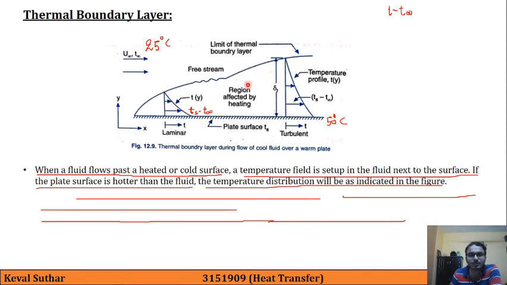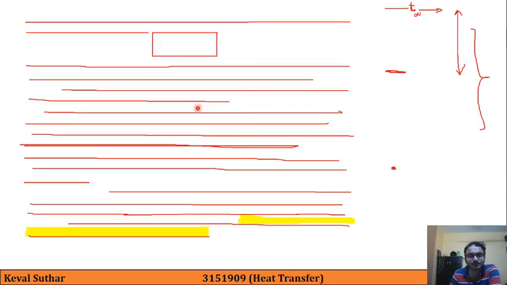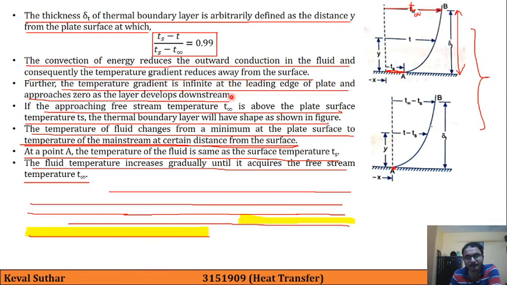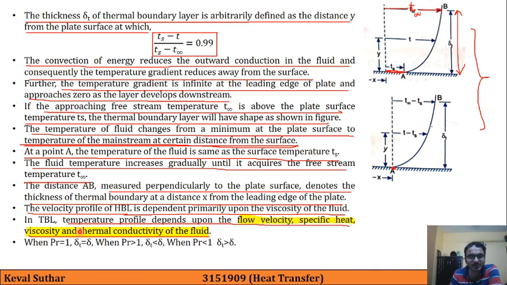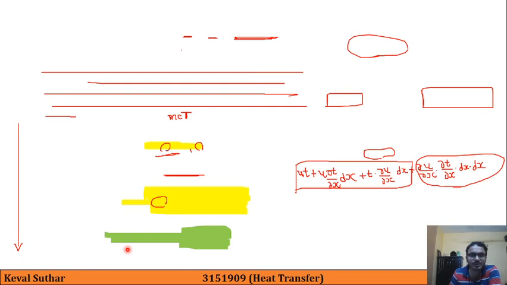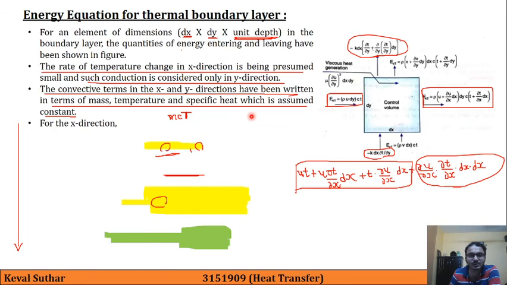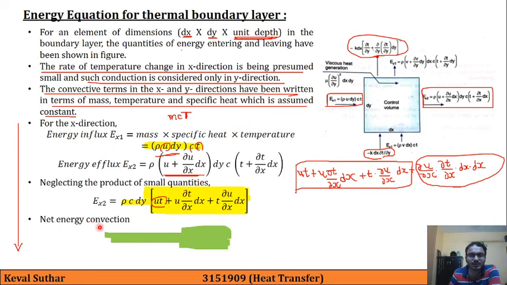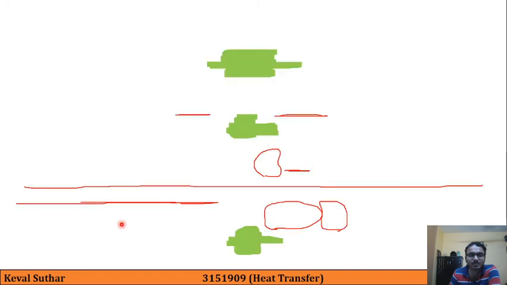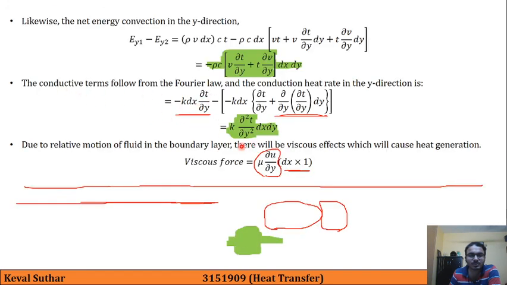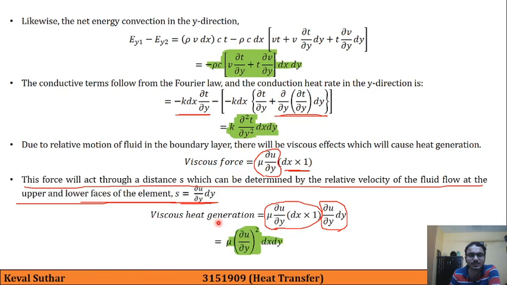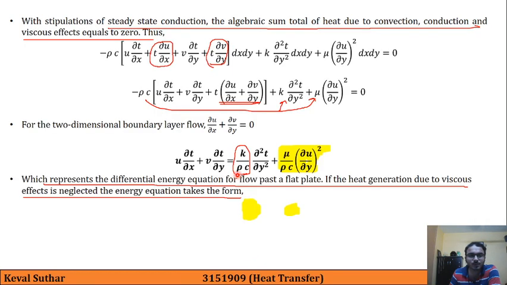The next was thermal boundary layer, where we have the temperature difference profile. And this is the relation between the hydrodynamic boundary layer thickness and thermal boundary layer thickness. Our last theory of this chapter is energy equation for a thermal boundary layer, in which we calculated the energy convection in x direction, y direction, the conduction in y direction, viscous forces and viscous heat generation, and we combined them to obtain this differential equation, that is our energy equation.